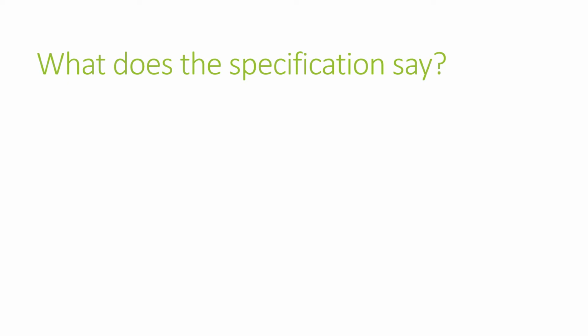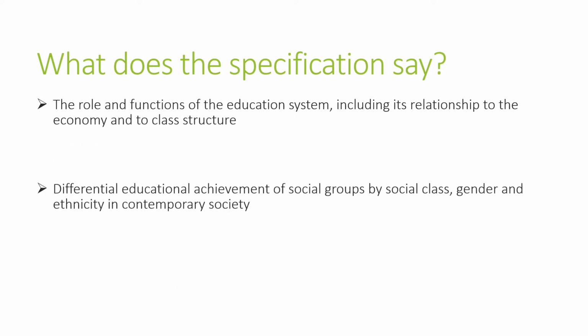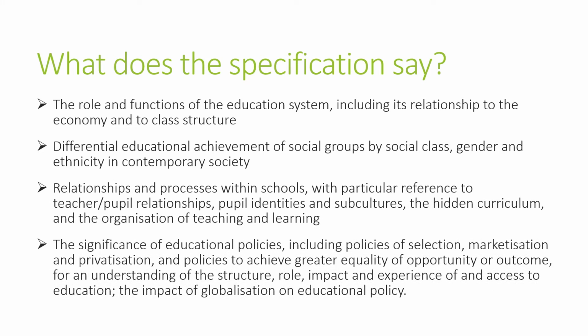So what does the specification say? Now the specification doesn't have much in it. As you can see on the screen, these are the key elements that come up in the specification. We need to know the role and the function of education systems and their relationship to the economy and class. We need to talk about differentiation in educational achievement between social groups in terms of class, gender and ethnicity.